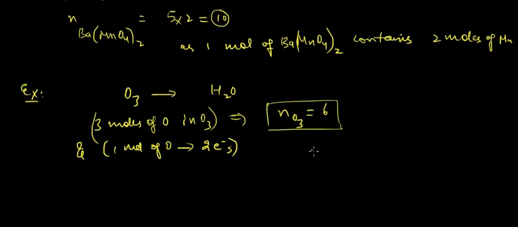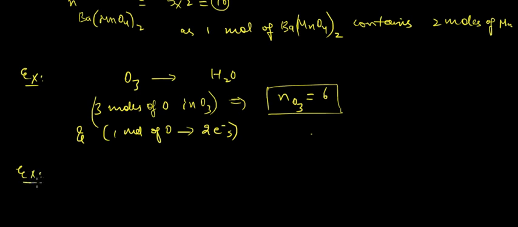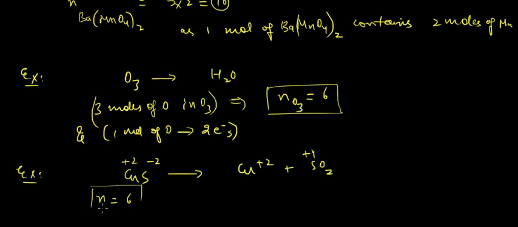Okay, let's see another example wherein we have CuS getting converted into Cu+2 and SO2. So here the oxidation state of Cu is +2, S is -2. Copper is retaining its oxidation state, but sulfur is going from -2 to +4. So the n factor would be 6 for CuS.